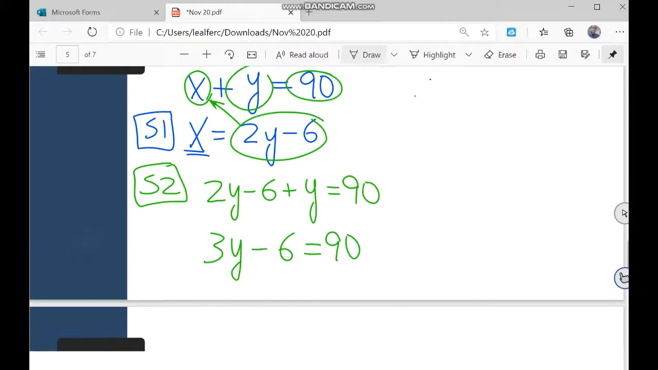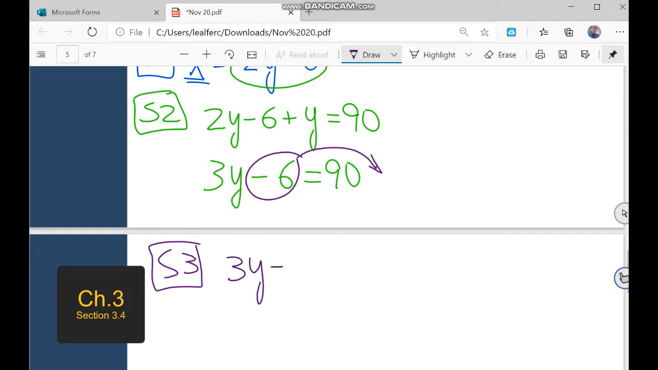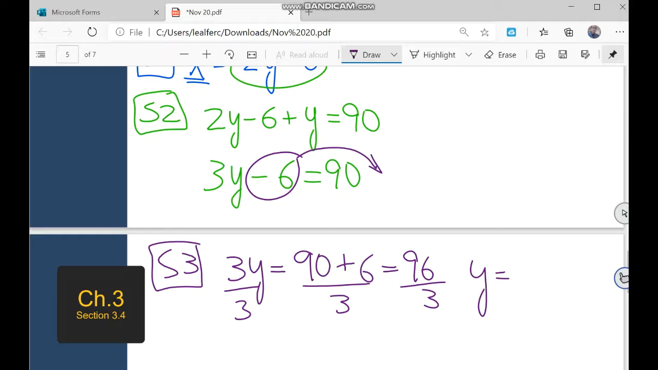See, this is much faster, because we are practicing. Step number 3, going to move negative 6 to the other side of the equation. Then we have 3y equals 90. Negative 6 becomes positive 6, 96. Divide both sides by 3. And then you're going to find y equals 96 divided by 3, 32. Great, you found y equals 32.